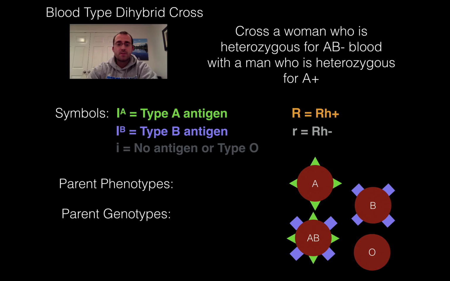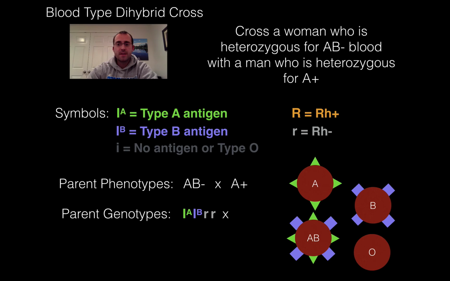So now that we have all our symbols written down, what we'll do first is write down the parent phenotypes. So our mother is AB negative, and our father is A positive. Now, figuring out the parent genotypes would be pretty easy because we have those descriptive words like heterozygous written into the problem. So the AB negative mother is capital IA, capital IB. In fact, that's the only way you can be type AB blood. And she's also negative for her Rh factor, which means she has to have 2 little r's. That's the only way you could be Rh negative.